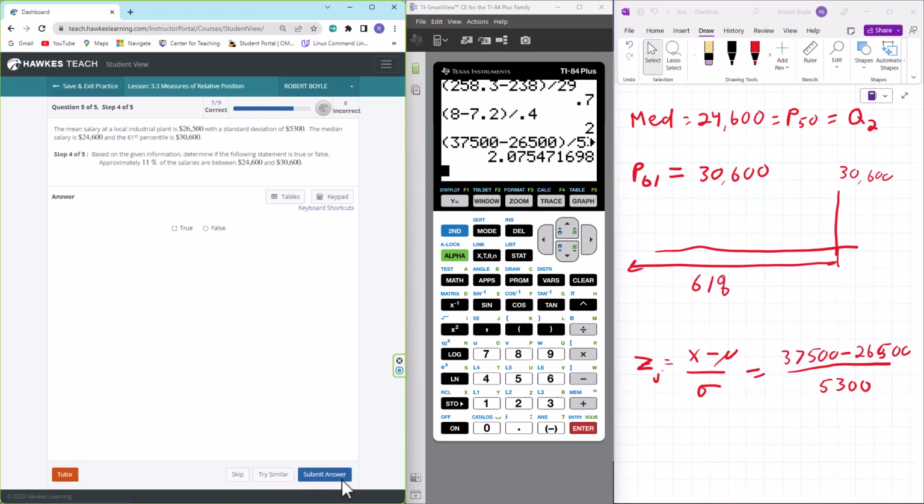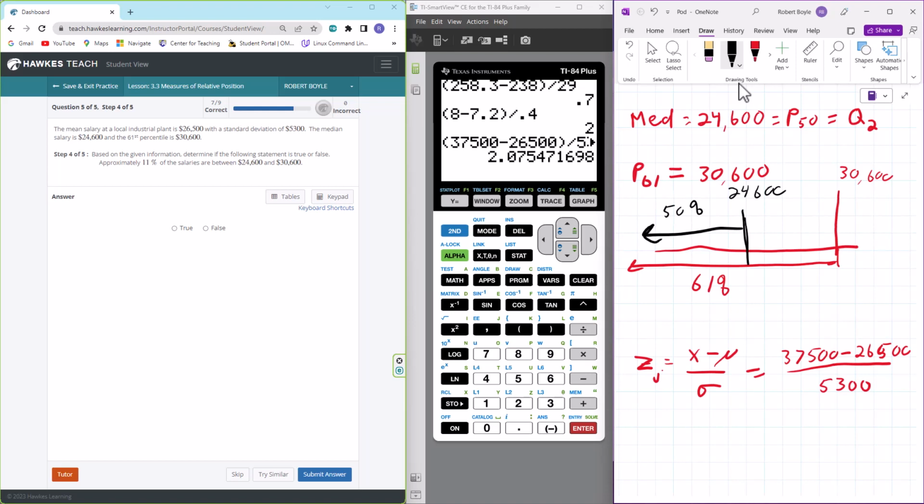Okay, then next, approximately 11,000 of the salaries are between 26,400, which is the median, and 30,600. Is that true? Well, actually, it turns out it is, and let me show you why. Okay, so we've kind of just already established that 61% of the salaries are over here. Okay, here is the median, right there. This would be 26,400. 50% of the salaries are less than this, or equal to this or less.